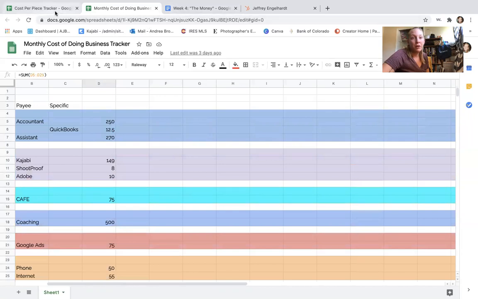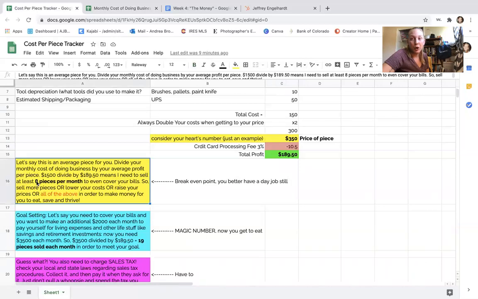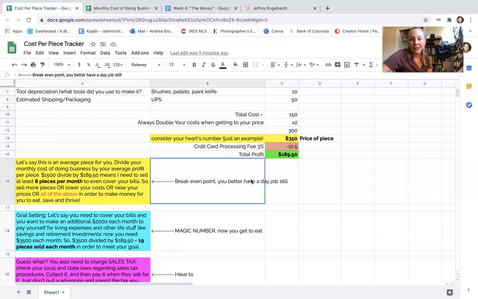So if I come back over here, all right, an average piece. Let's say this is an average piece for you. Okay. $1,500 divided by 189.50, which is your profit. Okay. Because all the rest just went into making the work. That money's gone. Making and selling it. Okay. That means I need to sell at least 8 pieces per month just to break even, just to have the luxury of actually making the work, okay, and staying in business. Yeah, and you haven't even eaten yet. You better still have a day job.